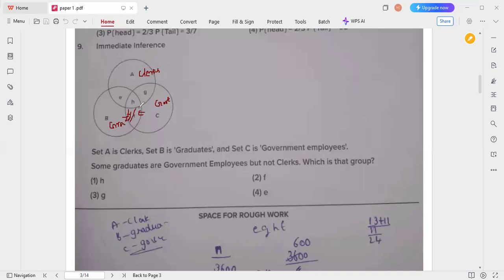So this one. So the group is what? F group. So this F group belongs to what? Some graduates are government employees but not clerks. So here you can see this F is not related with the clerk thing. It is only related with the government employees and also graduates. So F, that is option 2, is the correct answer. Okay.